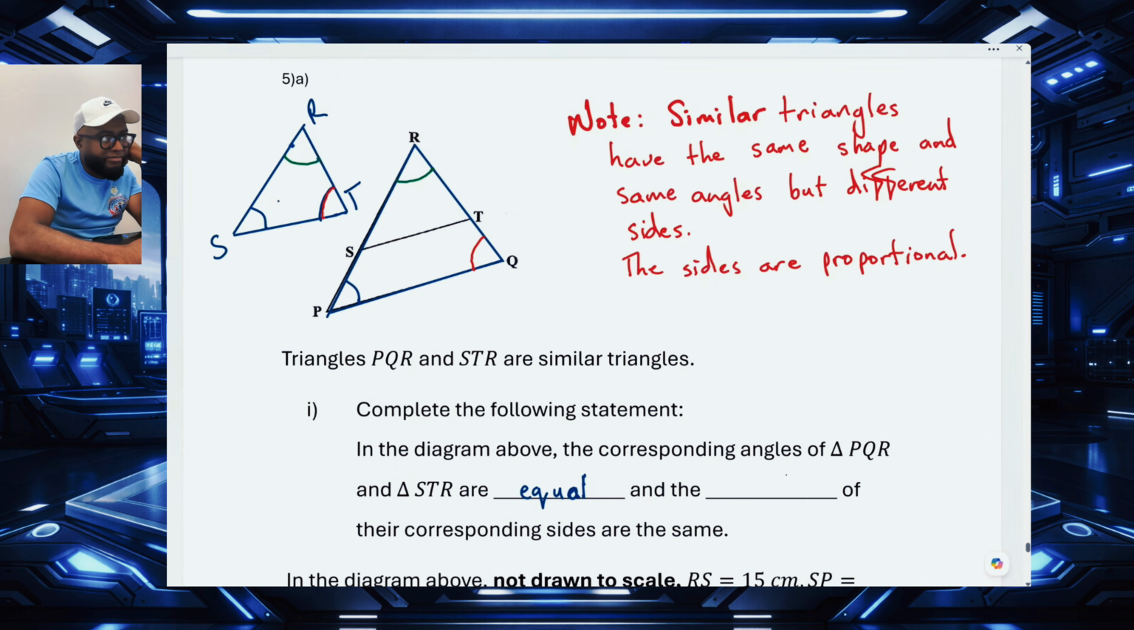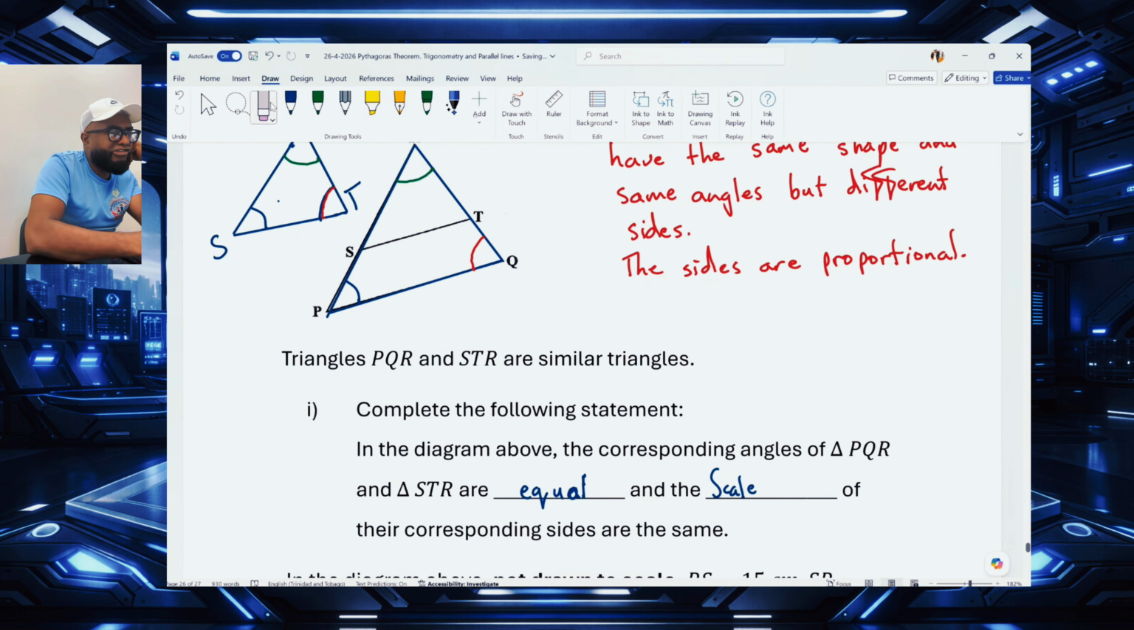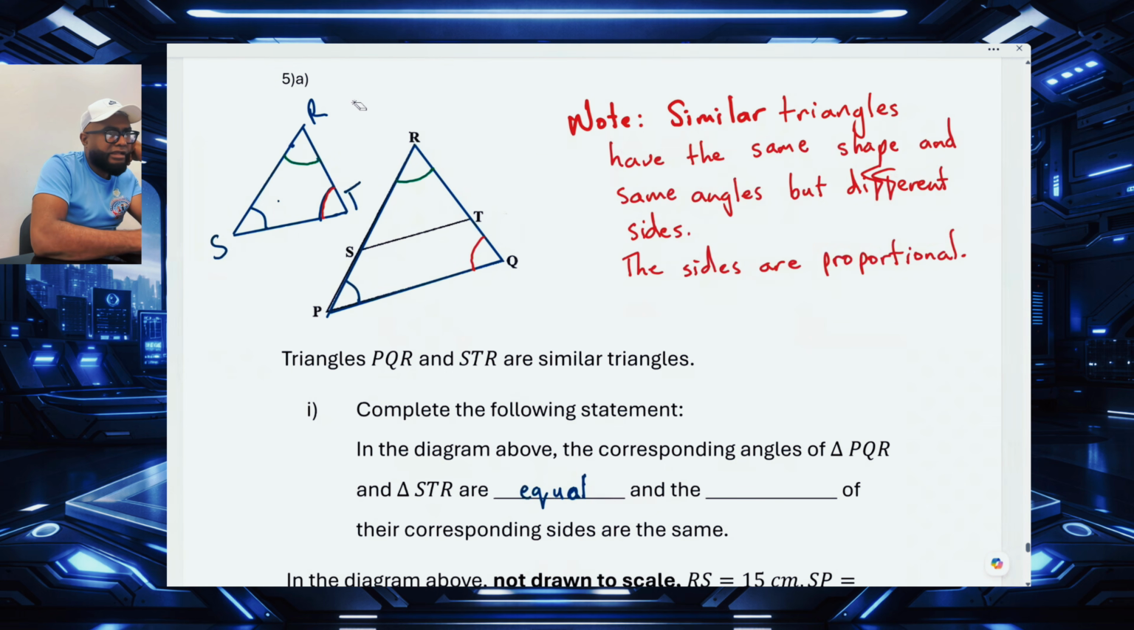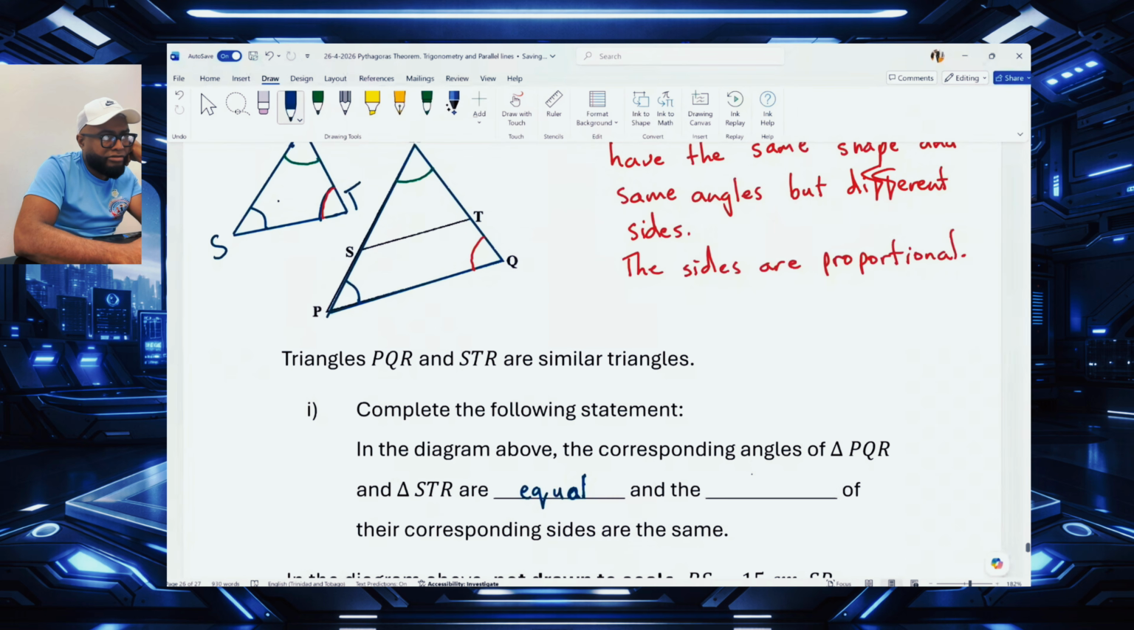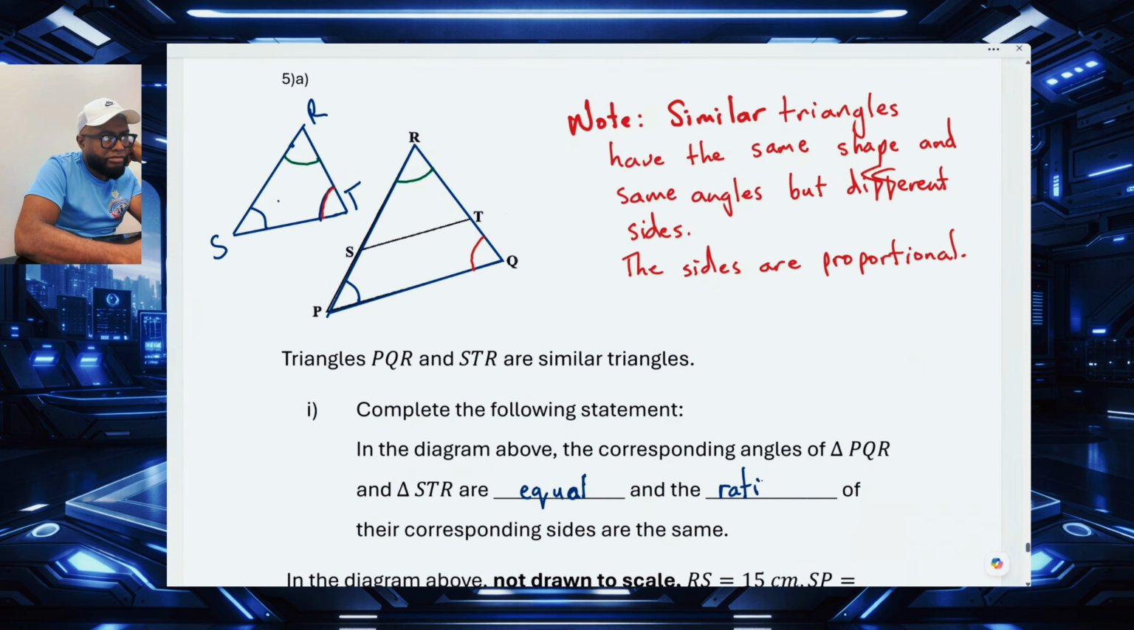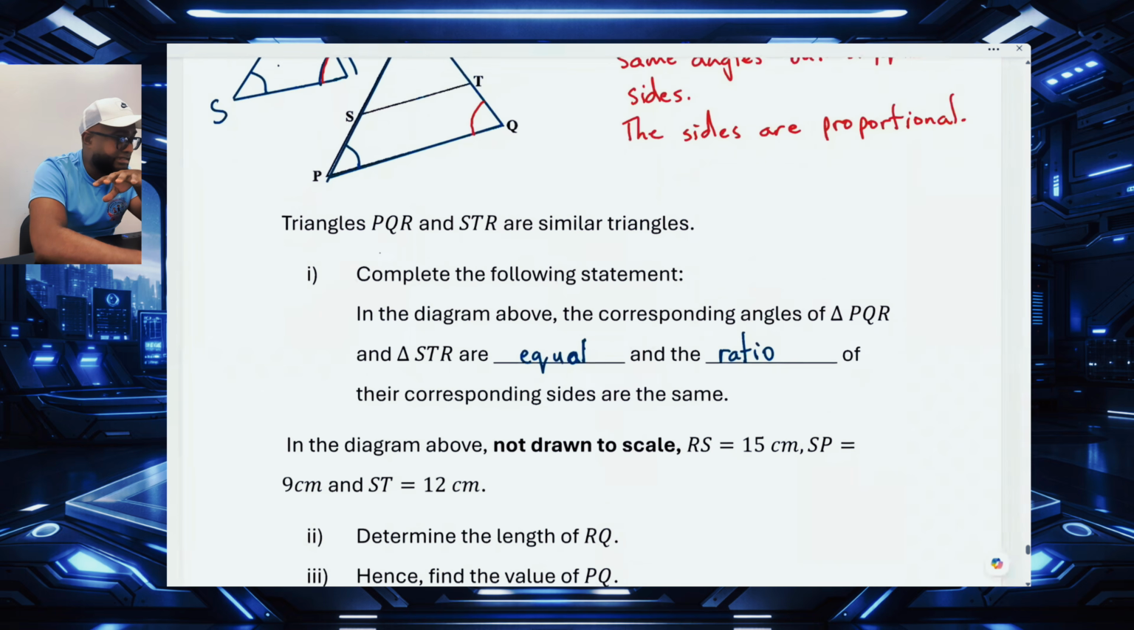Okay? And the something of their corresponding sides are the same. Their scale factor. Or you can put their ratio. They often say their ratio. And the ratio of the corresponding sides are the same. Meaning that if I multiply ST by 2 to get PQ, you have to multiply every other side by 2 to get the corresponding side. Right? That's how easy this is.